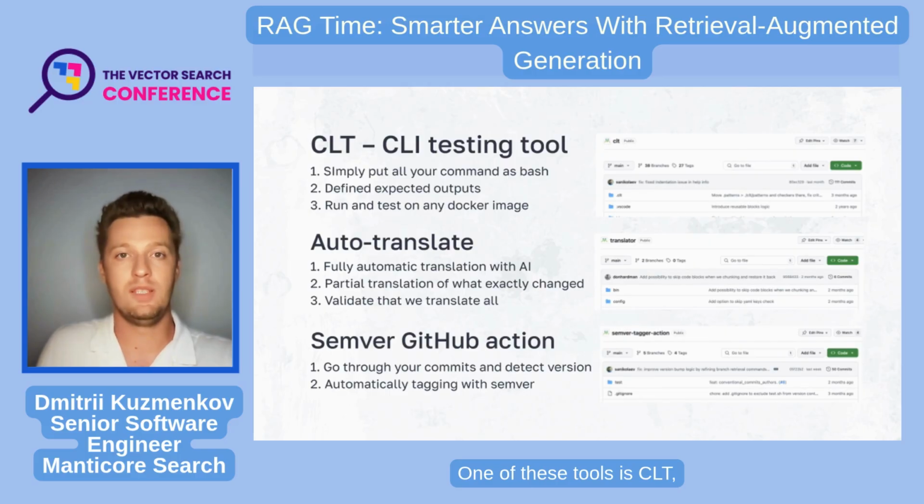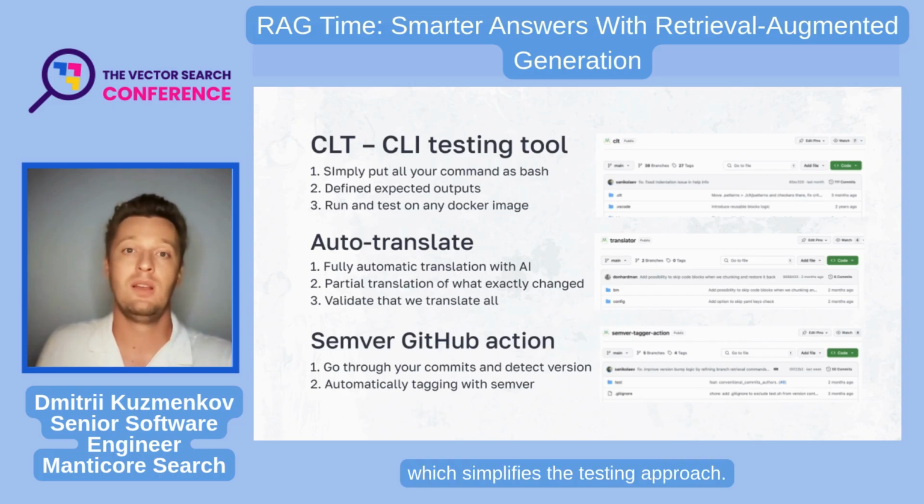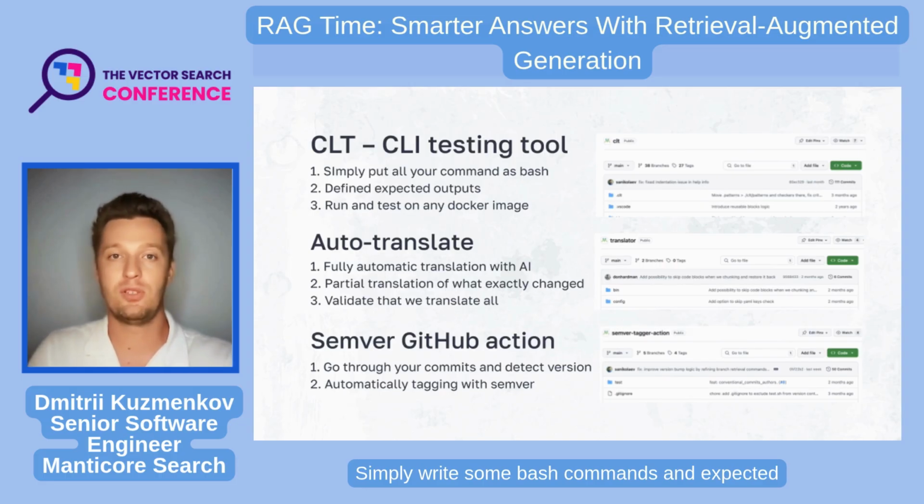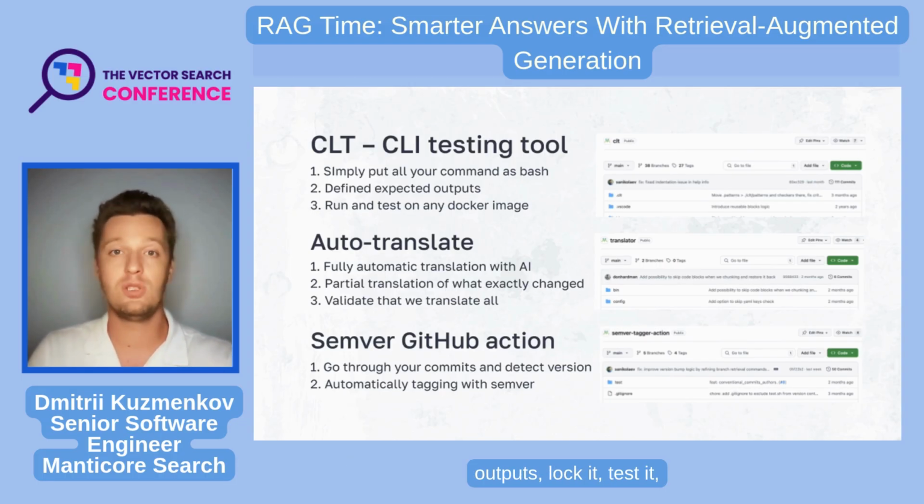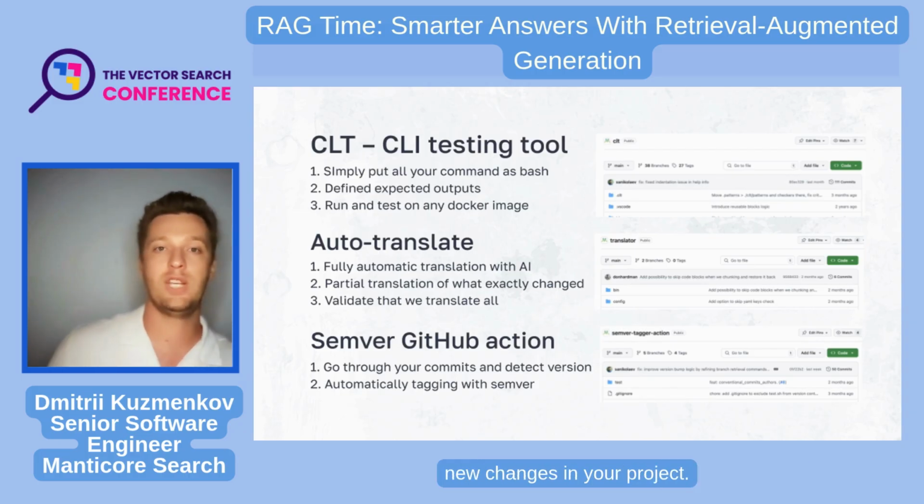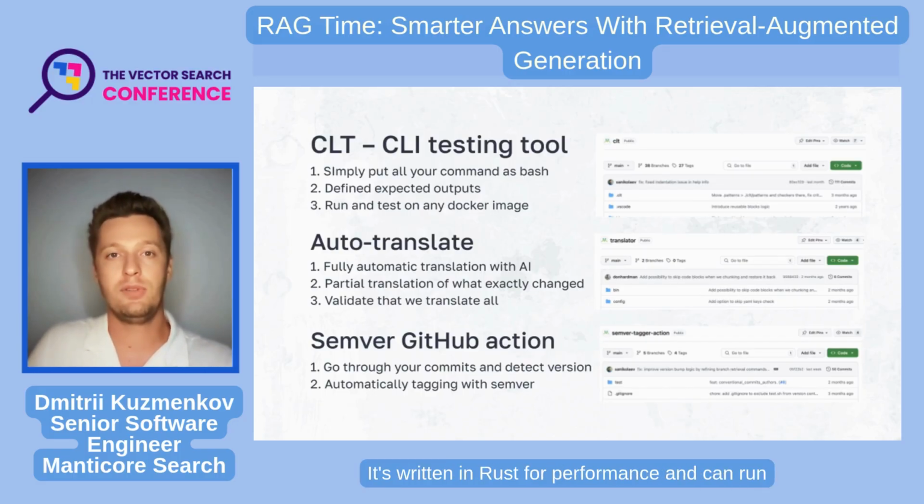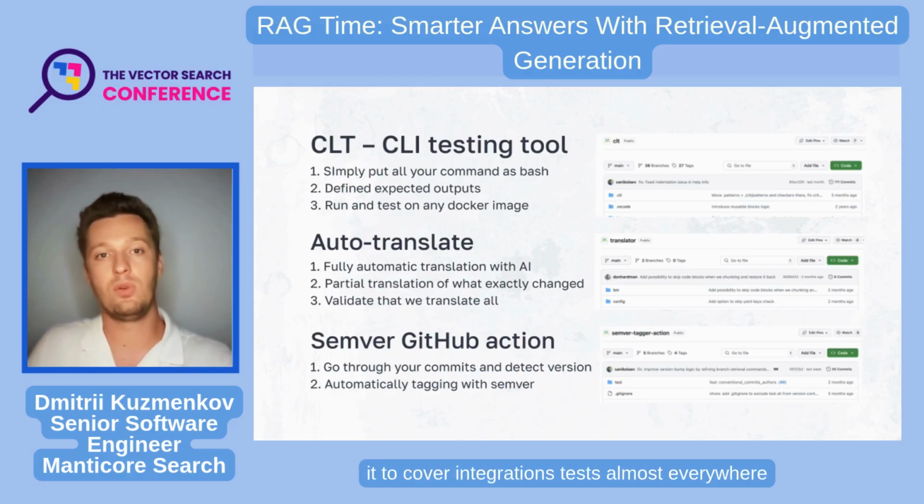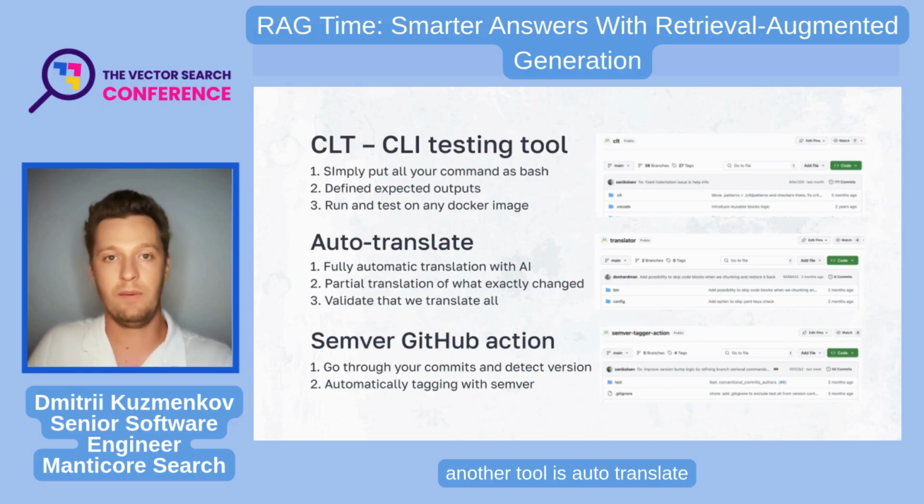One of these tools is CLT, Command Line Tester, which simplifies the testing approach. Simply write some bash commands and expected outputs, lock it, test it, and make sure you do not break things when you push new changes in your project. It's written in Rust for performance and can run your tests in any image you provide, I mean Docker image. We also have a reusable GitHub action for simple integration in CI. We use it to cover integration tests almost everywhere.